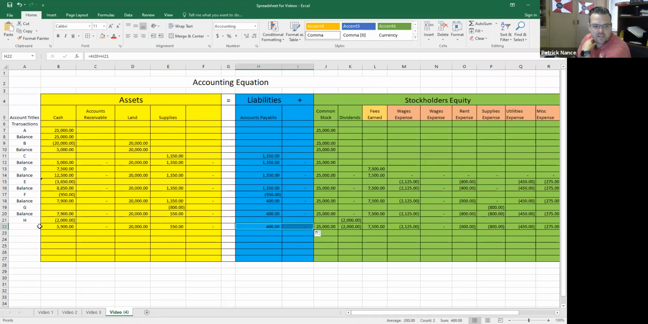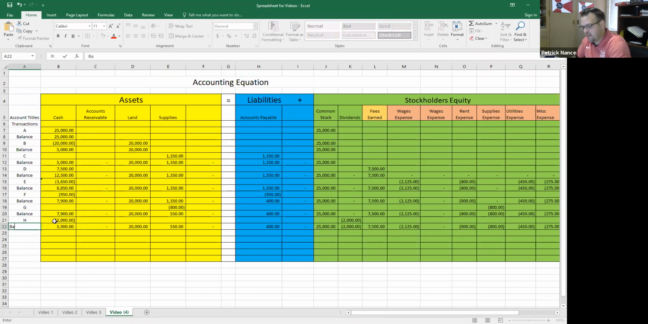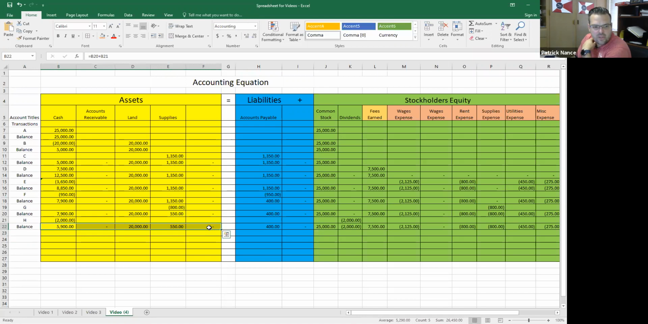Okay, so let's see if we balance now. This is the last balance line. All right, so the total here is $26,450. The total over here is $26,450. So we're good. We balance and everything balances out. That's the end of those transactions. We'll continue next with the financial statements.